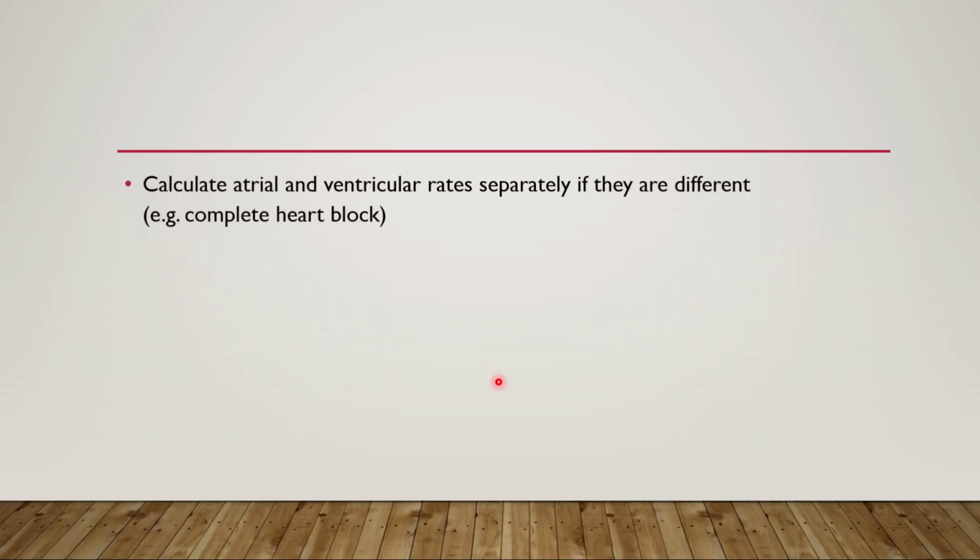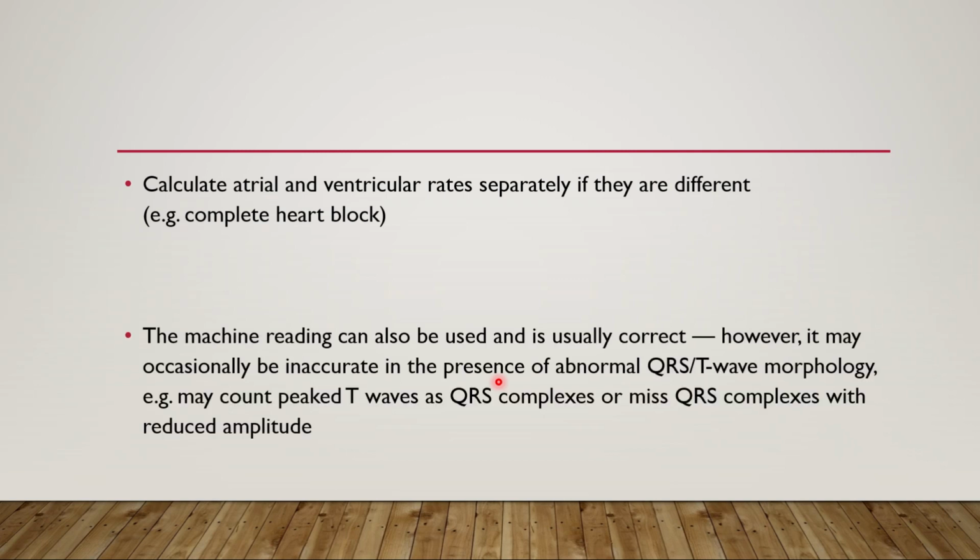Another important thing which you should remember is that in some cases like heart block there is difference between the atrial rate and ventricular rate. So in those cases we must calculate atrial and ventricular rate separately. Usually, the recording machine also gives the heart rate at the top of the ECG, but it should not be relied on completely because this finding may be false due to oversensing or undersensing of the machine.